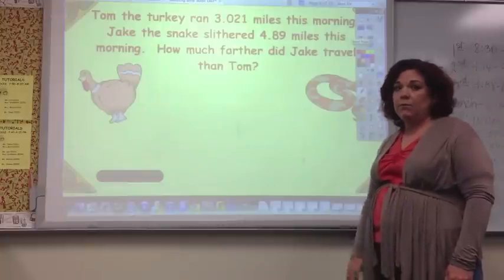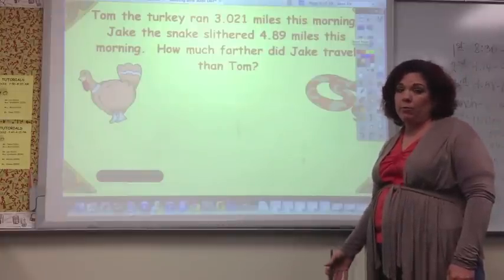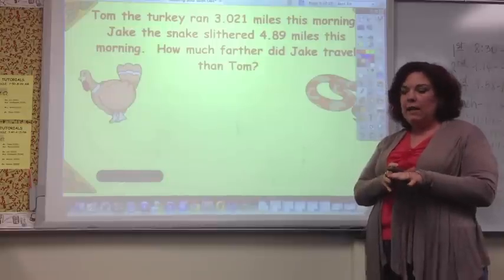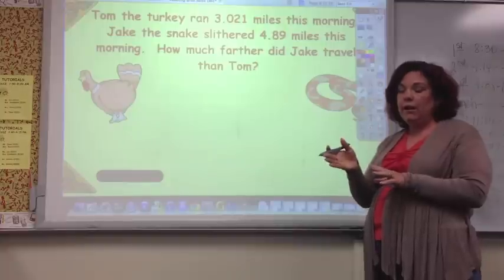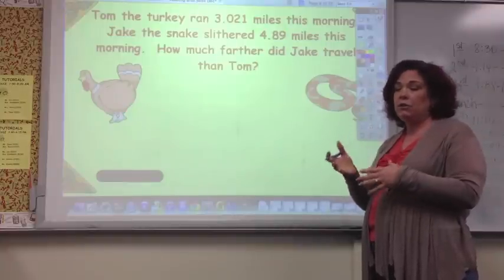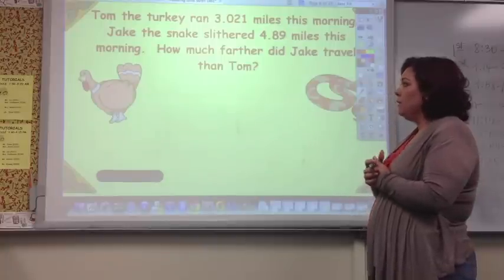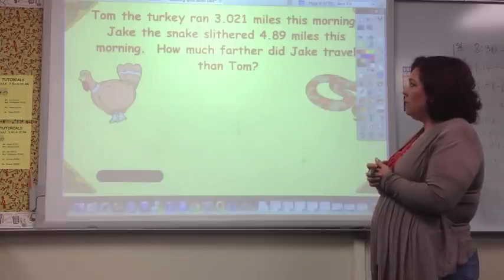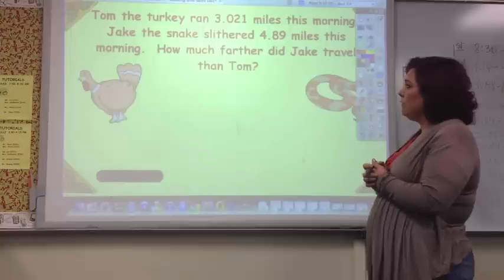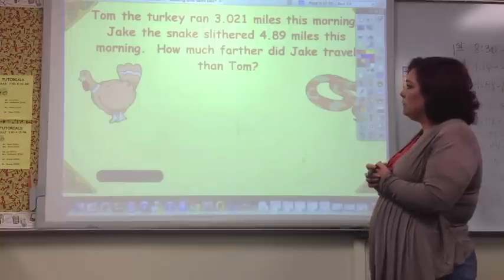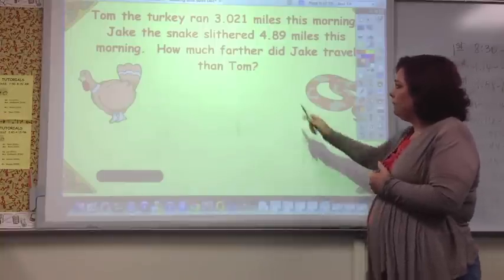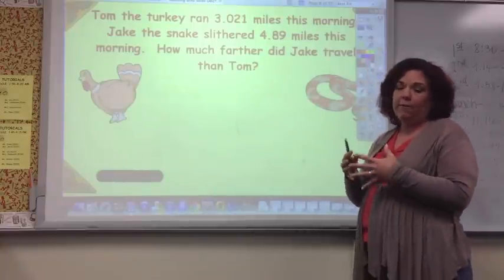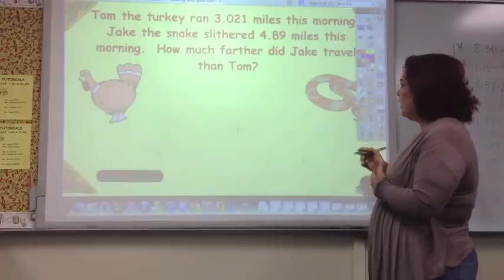A lot of decimal addition and subtraction problems are in word problems because they take the idea that you know how to add and subtract, and you need to be able to look at a word problem and decide, is it addition, subtraction, what order do the numbers go in. So Tom the turkey ran 3 and 21/1000ths miles this morning. Jake the snake slithered 4 and 89/100ths miles this morning. How much farther did Jake travel than Tom? So you should know from elementary school that's a subtraction word problem.